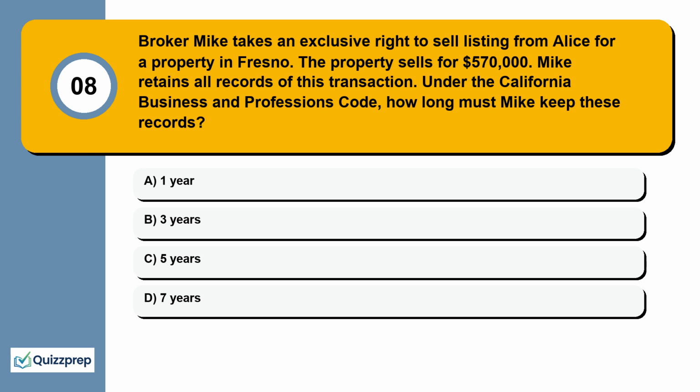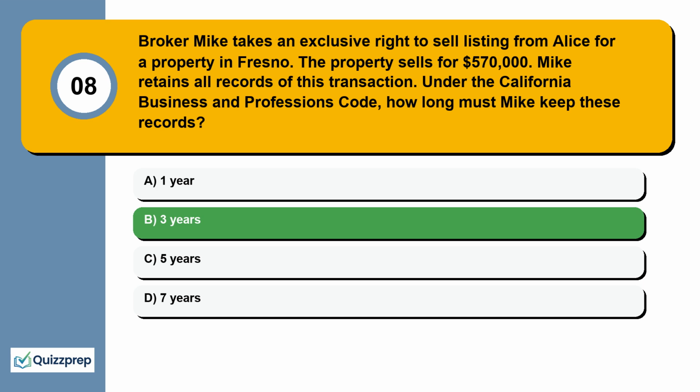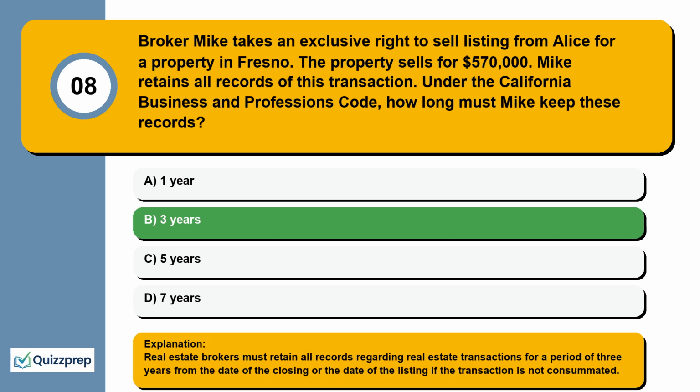Question 8. Broker Mike takes an exclusive right to sell listing from Alice for a property in Fresno. The property sells for $570,000. Mike retains all records of this transaction. Under the California Business and Professions Code, how long must Mike keep these records? 1 year, 3 years, 5 years, 7 years. Real estate brokers must retain all records regarding real estate transactions for a period of 3 years from the date of the closing or the date of the listing if the transaction is not consummated.